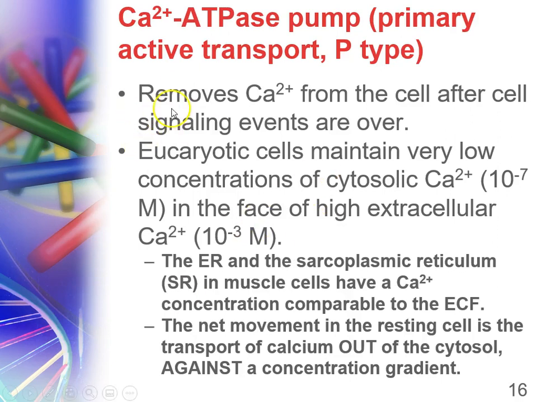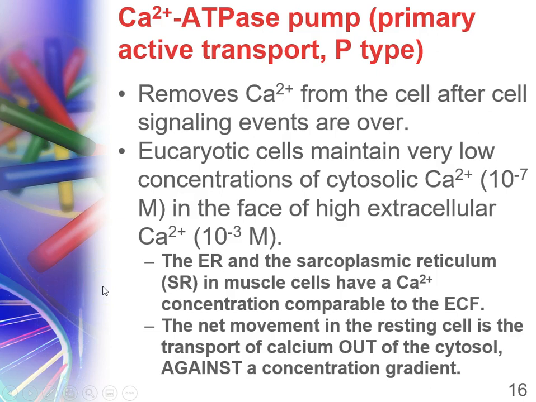So that brings us then to the calcium ATPase. This is involved in primary active transport. It's a P-type ATPase. As I mentioned before, calcium ions also often flood the cell, the cytosol, for a signaling event, but that means that the calcium has to be pumped back out of the cell after the signaling event is over. So in a resting cell, eukaryotic cells maintain very low concentrations of cytosolic calcium, maybe 10 to the minus 7th molar, and it might be 10 to the minus 3rd molar outside the cell. So a huge magnitude of difference here.